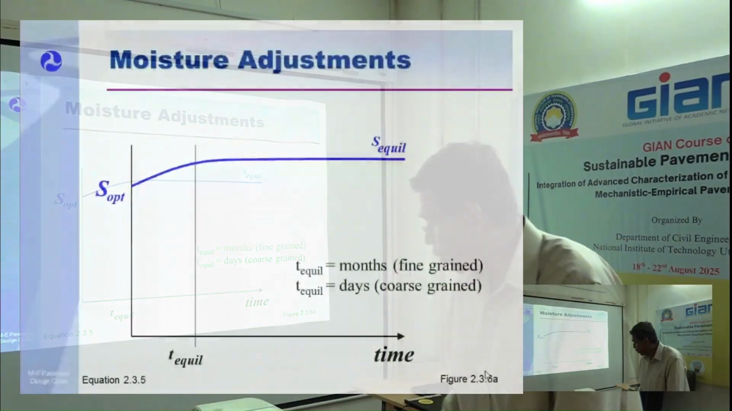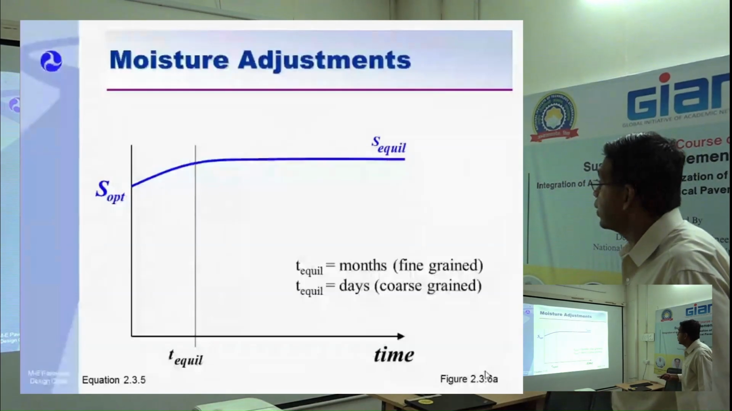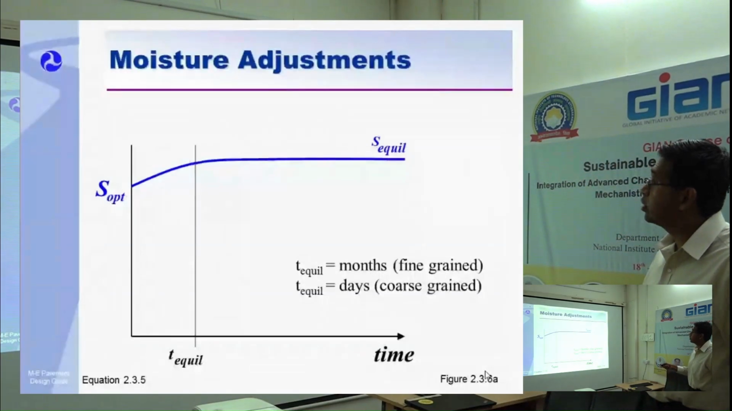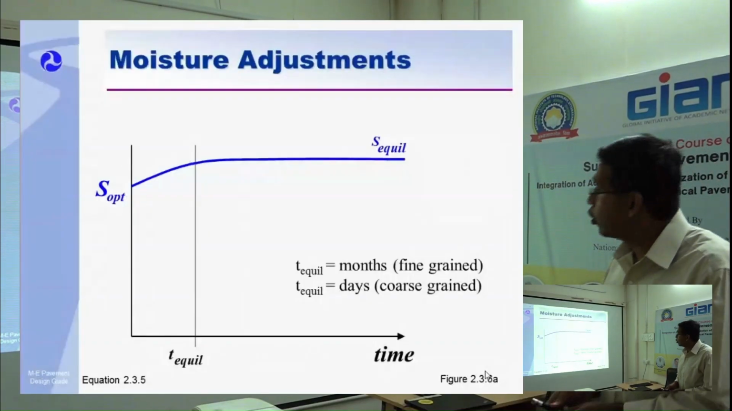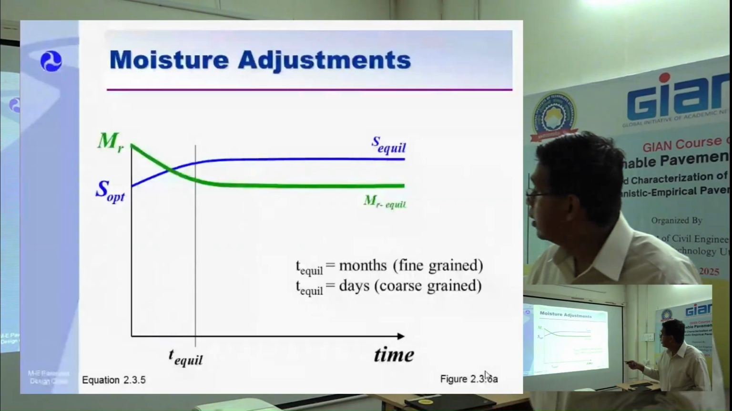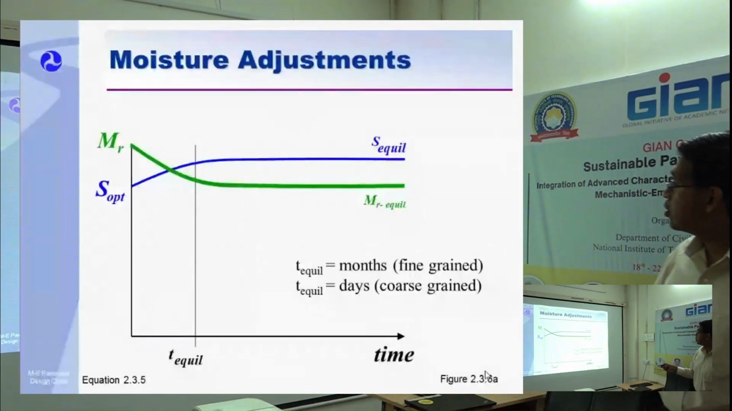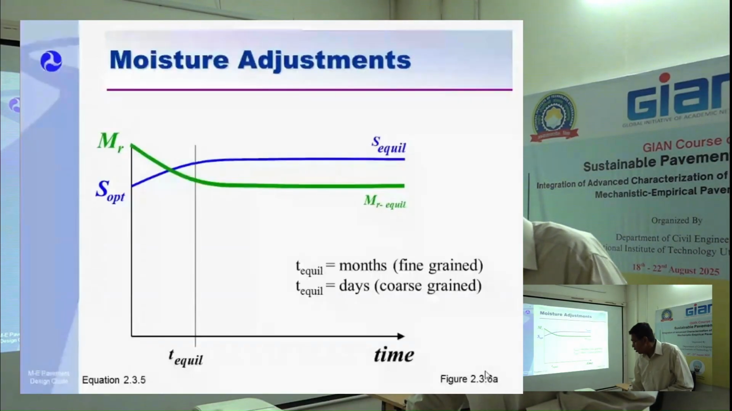Okay, right here, I'm going to keep going. Here we are looking at soil properties. We are looking at optimum versus equilibrium with time for fine-grained and then for coarse-grained materials. And for resilient modulus, you are looking at equilibrium days for coarse-grained, and you can see the resilient modulus flattens out.